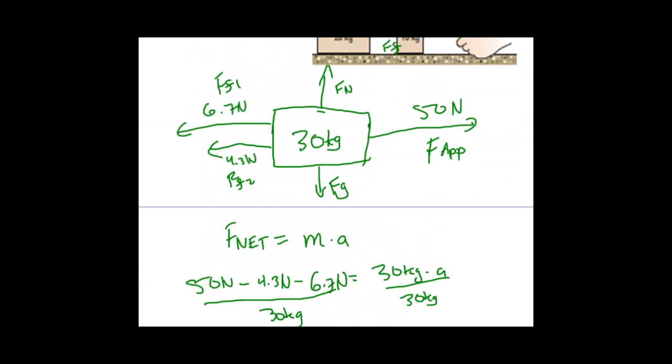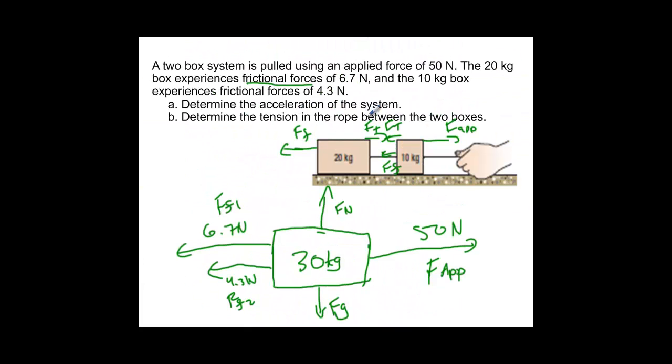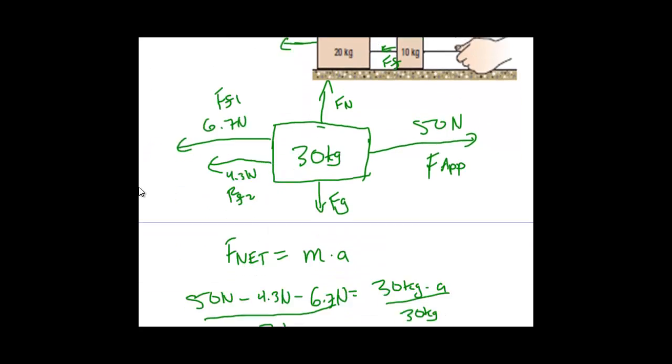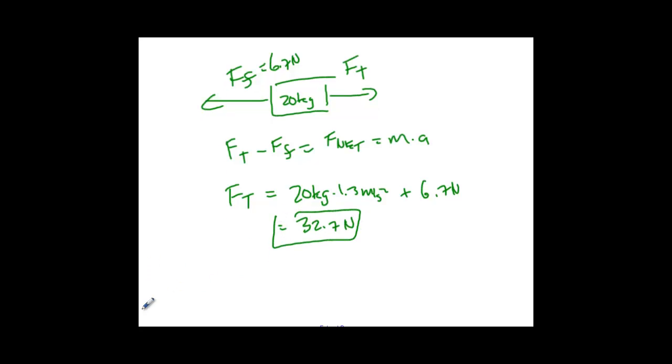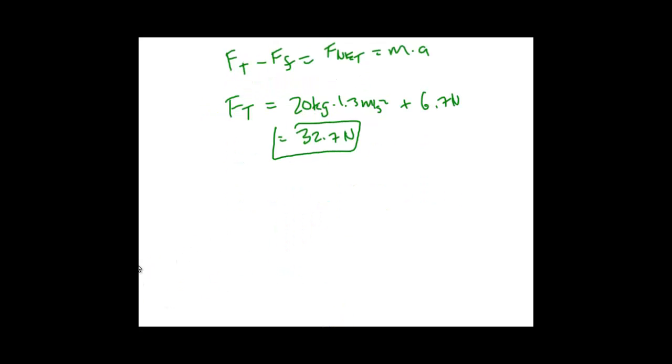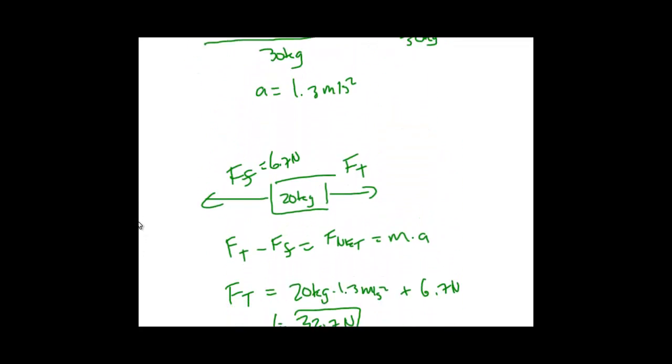What this means, then, is that 32.7 newtons, in this direction or in this direction, equal and opposite directions, either way, it's 32.7 newtons. Now, I could calculate that using the first box as well. It should give me the same answer, so let me try it a second way here. So 32.7 is my tension, but let's try it using the other box just to confirm.